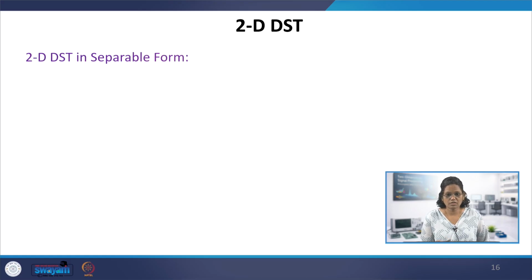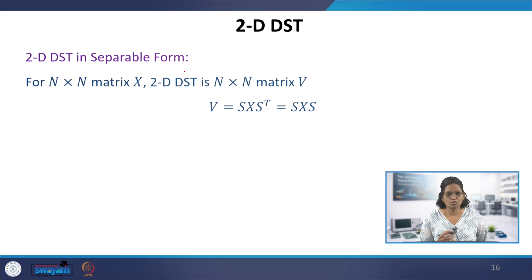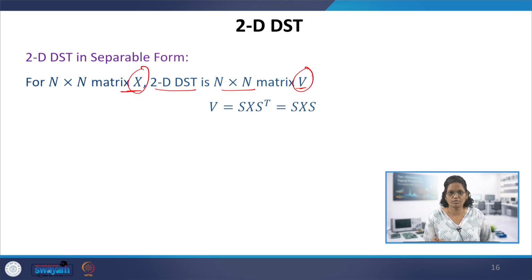Can we consider this in the 2D DST, and that too in the separable form, because DCT is separable, DFT is separable, and DST also is separable. So we use that in the 2D separable form, that is row-column-wise decomposition. In that way, for this n cross n matrix X, the 2D signal, the transformed coefficients of the 2D DST are V.